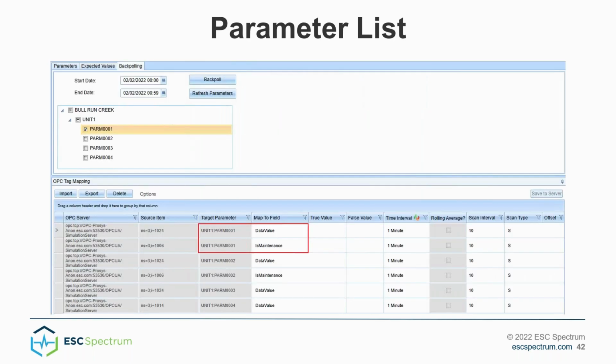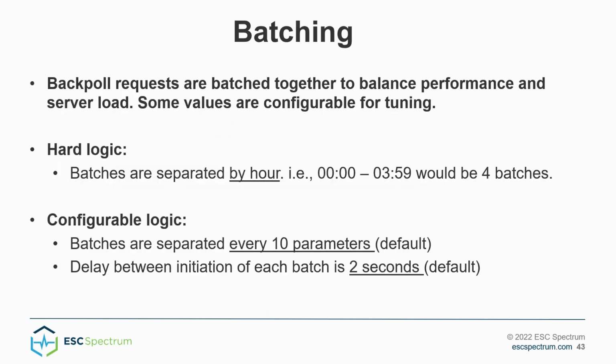Notice that parameter 1 has both data value and is maintenance mapped. Both will be backpulled when the parameter is selected. Batches run asynchronously, and created batches are separated by hour and parameter. Batching per hour is not configurable.